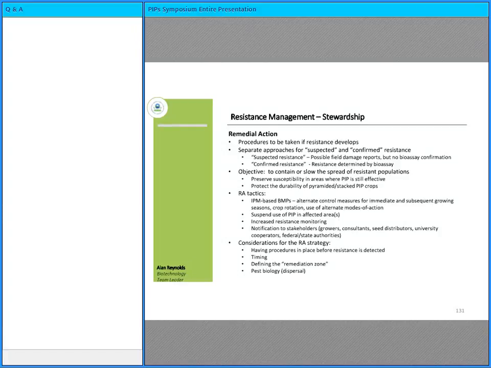Defining this remediation zone is going to be a big challenge for a lot of insects, particularly a lot of mobile target pests. Being able to accurately predict where you are going to focus these remediation measures, where you are going to draw the line. Presumably, that will be influenced by dispersal biology. But in any case, that will most definitely be a challenge for certainly any remedial action strategy.